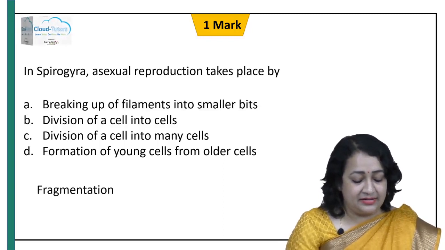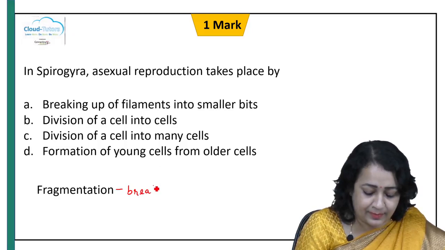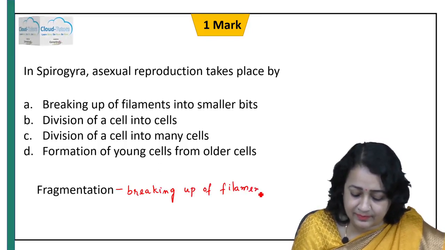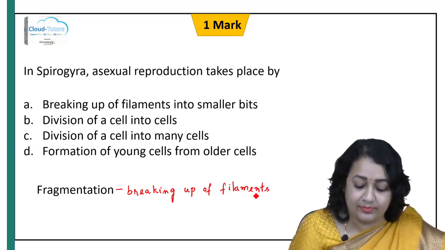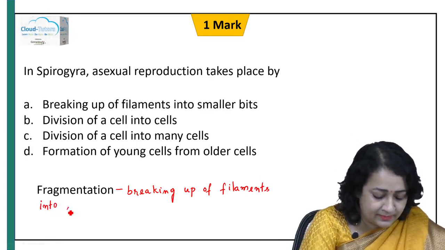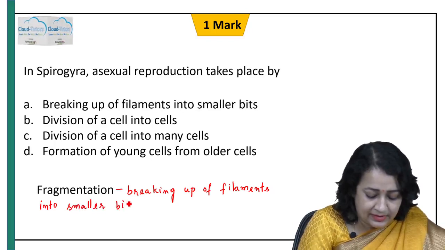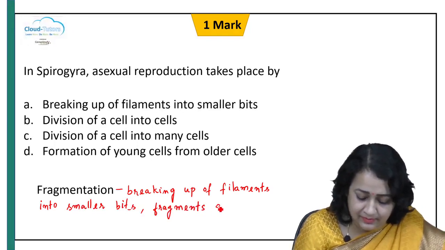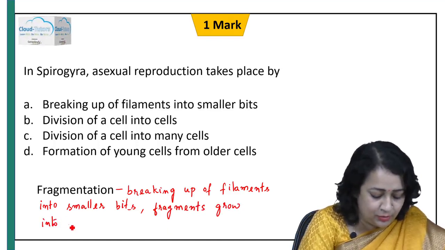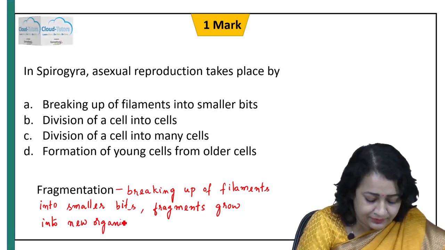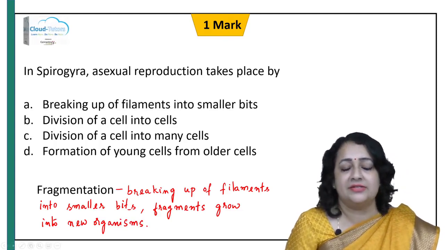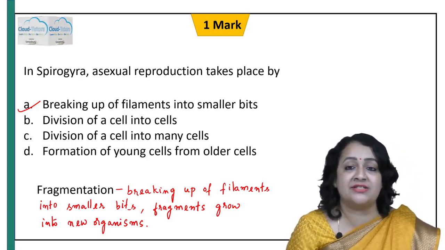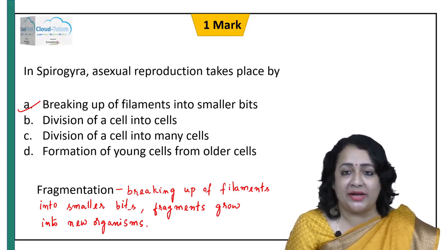So the answer here will be fragmentation, which is nothing but breaking up of filaments into smaller bits. And these fragments or bits grow into new organisms. Correct? So that has to be written for Spirogyra. The answer is breaking up of the filaments into smaller bits, and those bits or fragments are going to develop into new organisms. This is seen in the case of Spirogyra.